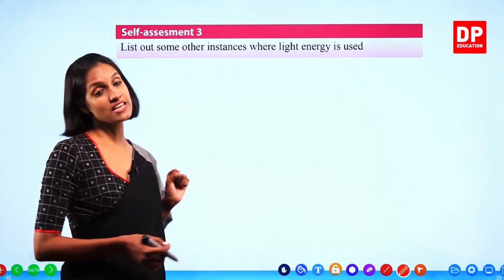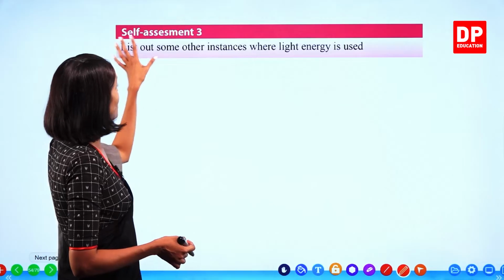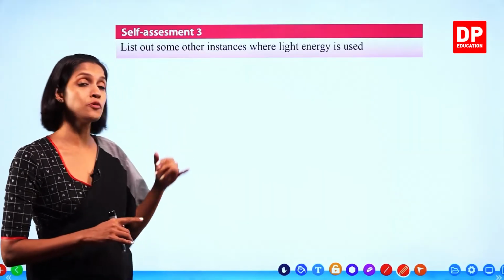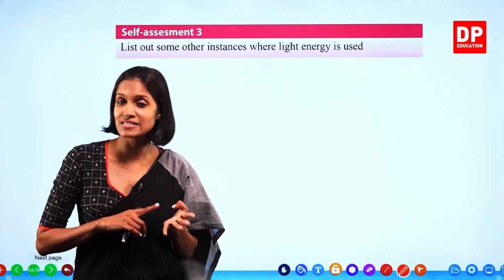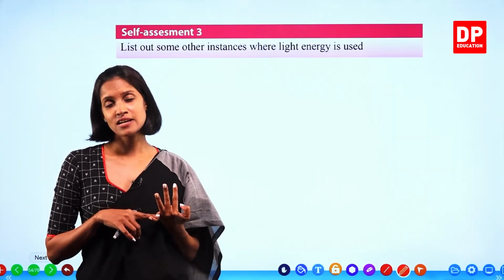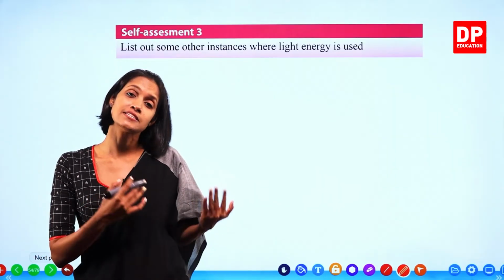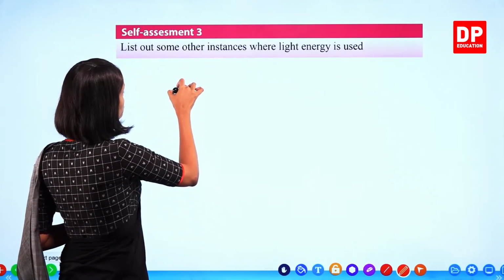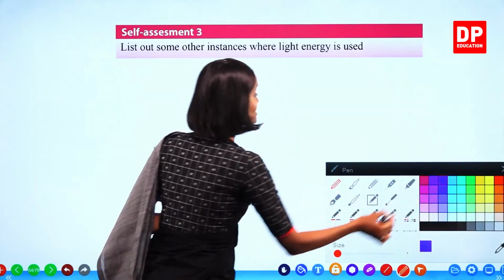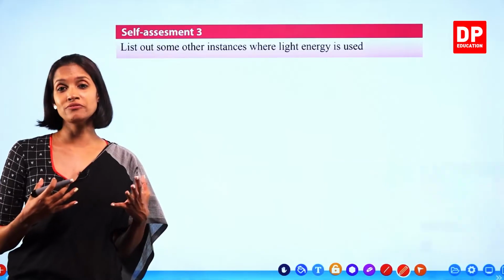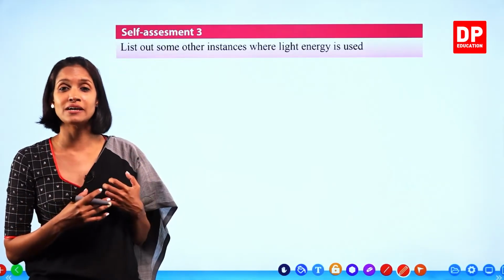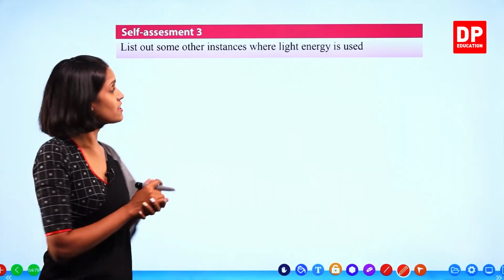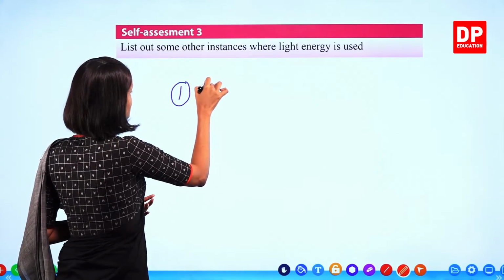We have another self-assessment to do. List out some other instances where light energy is used. So we use two main importances of light energy: to generate electricity and for photosynthesis. What are the other instances, children? Even last year we learned these different other uses of light. Do you remember we learned that light can be used as signals? Now when we consider lighthouses and traffic lights, different types of lights are used to give signals to others, right? Therefore, used as signals.